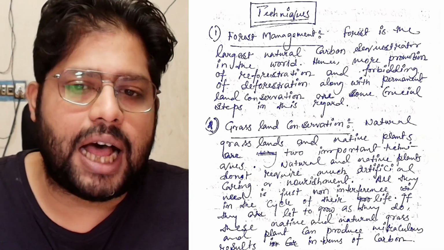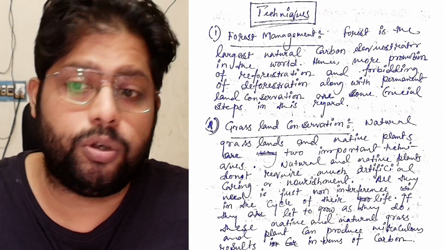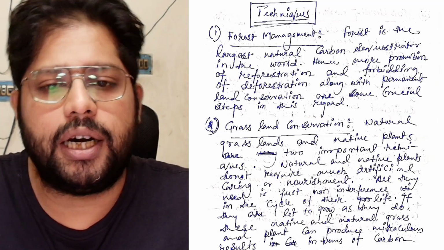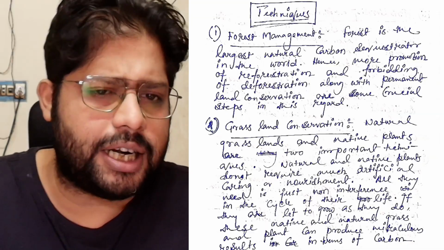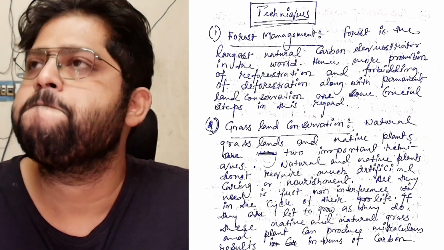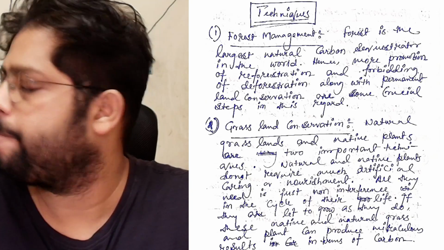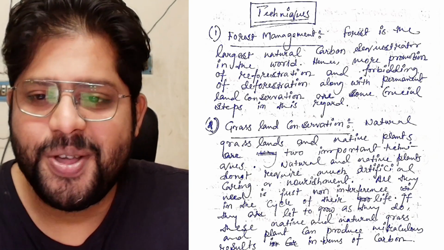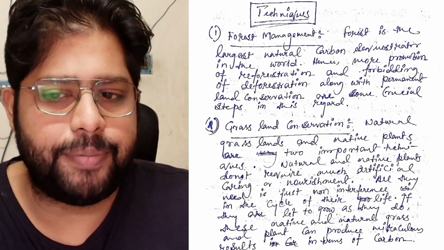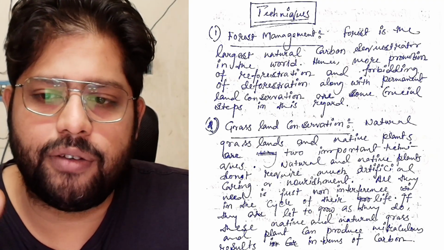Now the second one is grassland conservation. Natural grasslands and native plants are also two important techniques. Natural and native plants do not require much artificial caring or nourishment because they are natural. All they need is just non-interference in the cycle of their life.